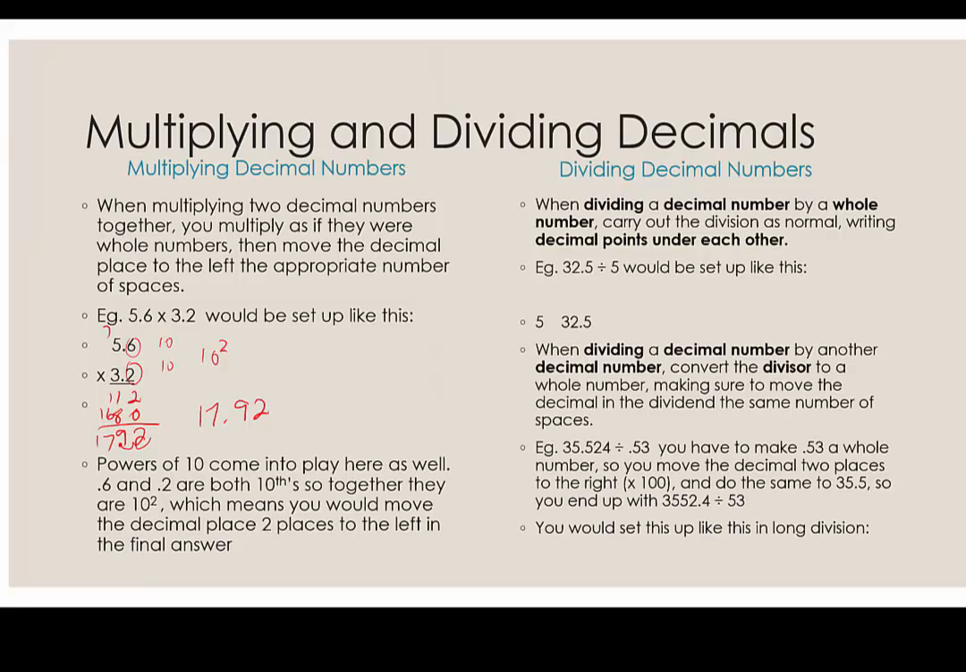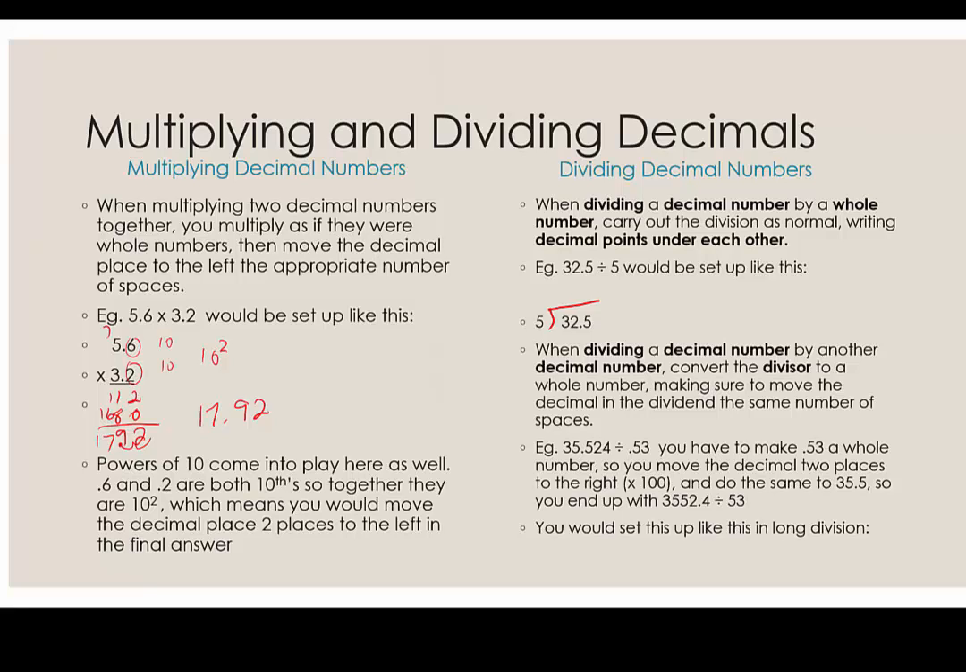So, dividing decimal numbers. When you're dividing a decimal number by a whole number, you carry out the division as normal, writing the decimal points under each other. So if you have 32.5 divided by 5, it would be set up like this. Okay, so 32.5 divided by 5, and then you do it as normal.